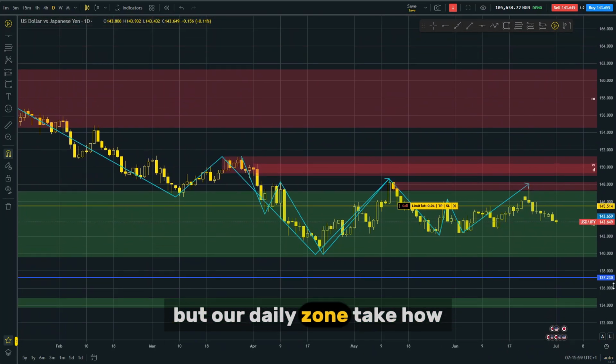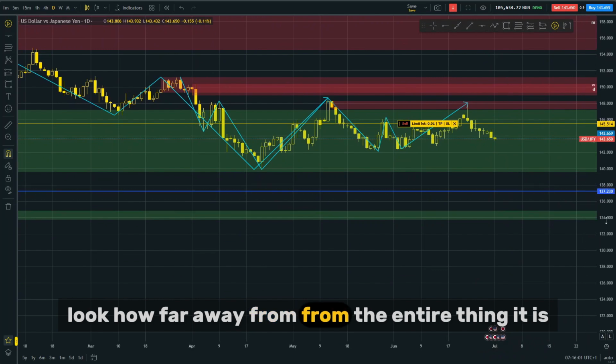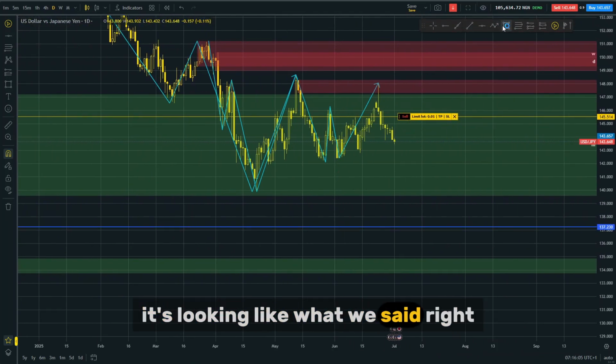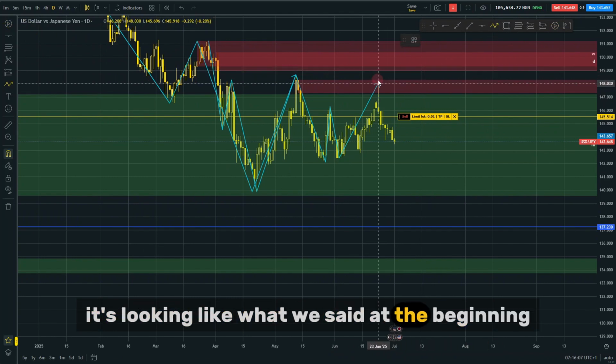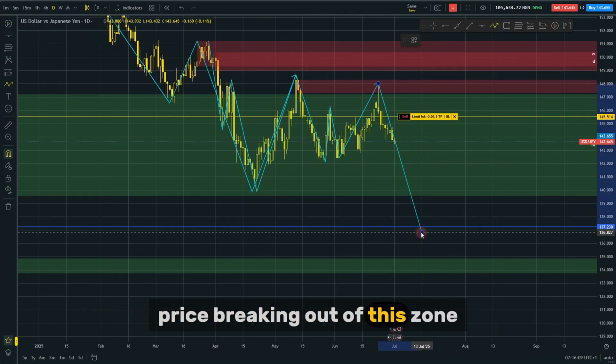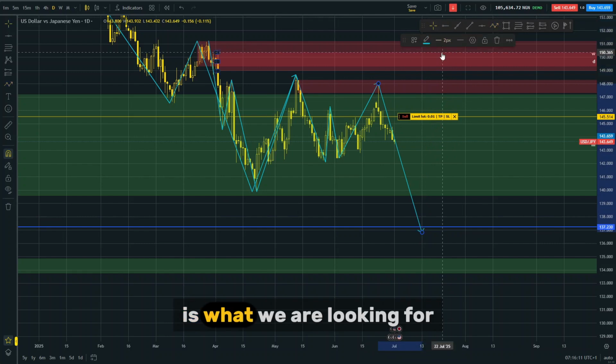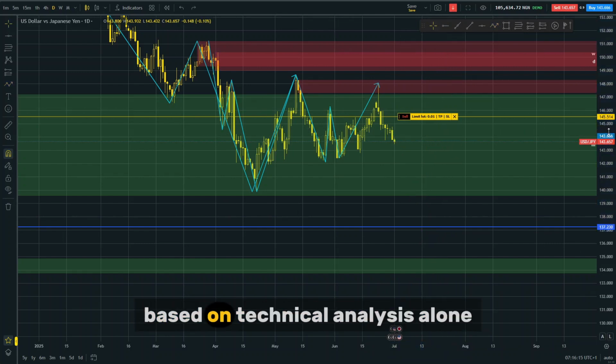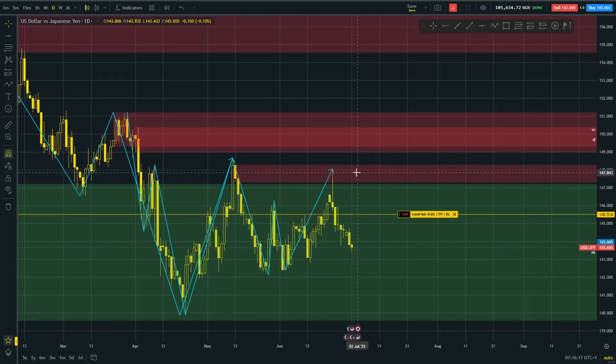But look how far away our daily zone is from the entire thing. And do you know what that looks like? It's looking like what we said at the beginning. Price breaking out of this zone is what we're looking for, what we're looking to happen based on technical analysis alone.